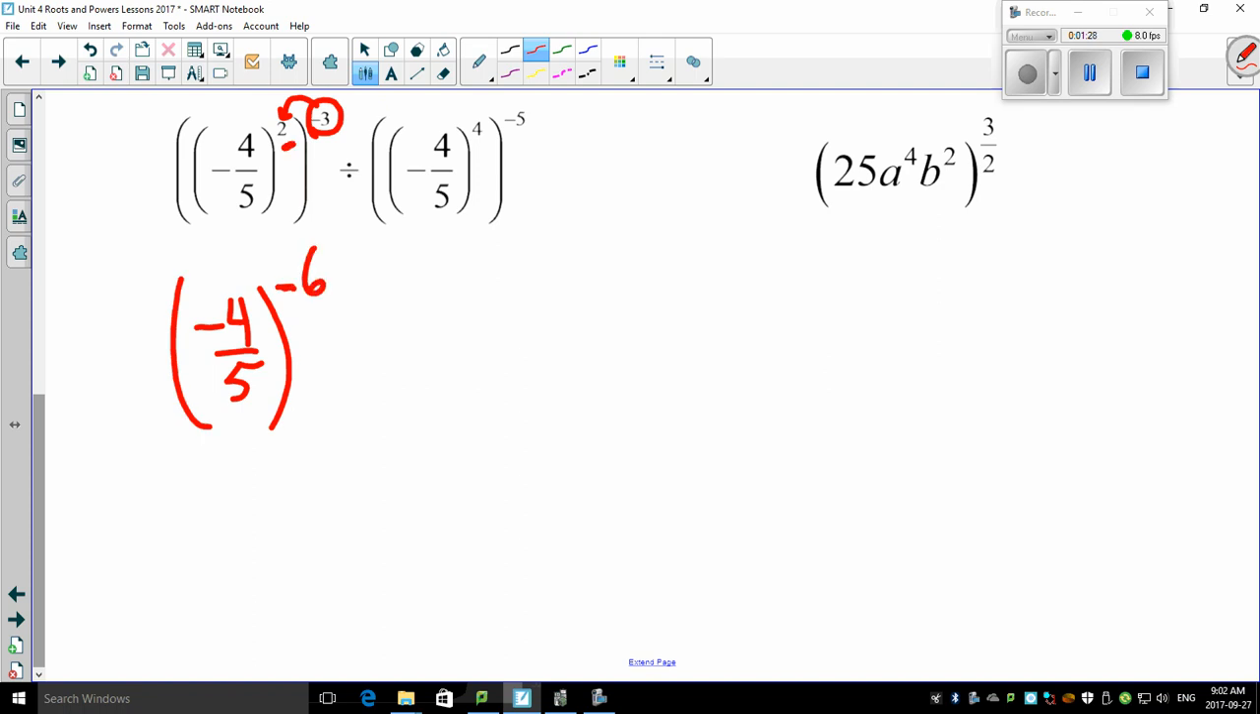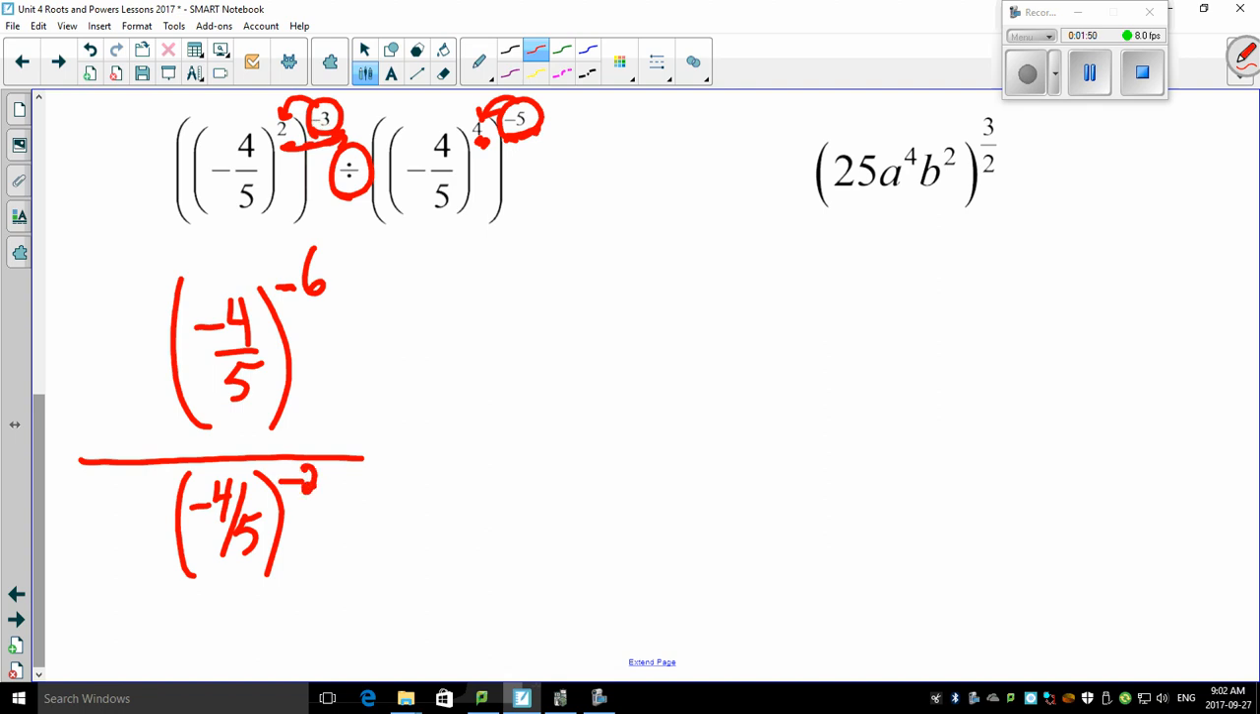Why? Because that's 2 times negative 3. That's across the bracket. It's multiplication. Then we're going to divide. Okay, so why don't we just put this as a division right now? This is negative 5 times 4. So again, we have negative 4/5, that's our base, to 4 times negative 5, which is negative 20.